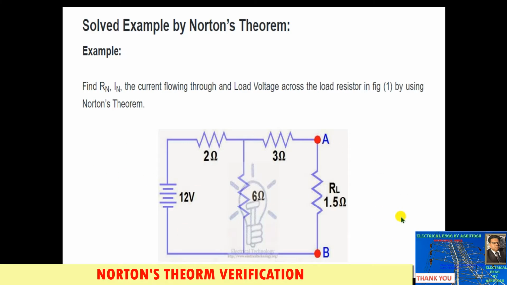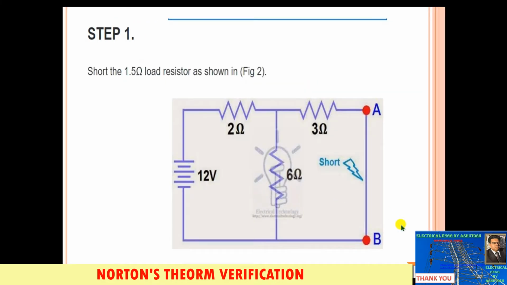What is step number 1 of solving Norton's theorem? The first step is to remove the load resistance temporarily, which is connected across A and B, and place a short circuit across A and B. The circuit will look like this, where A and B are short circuited and the load resistance is removed temporarily.